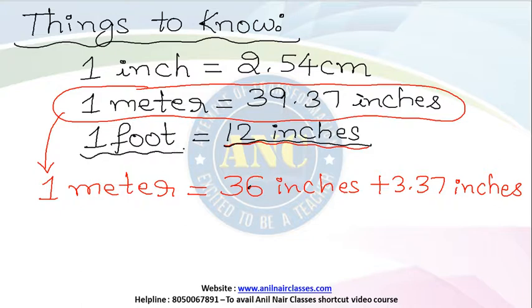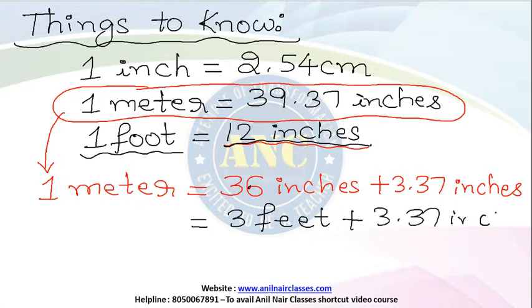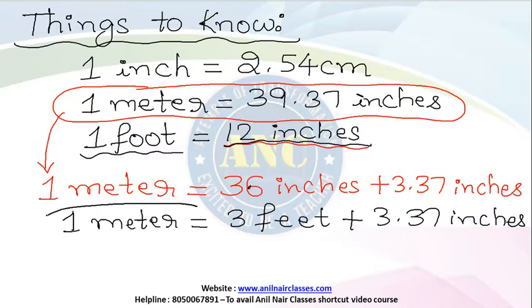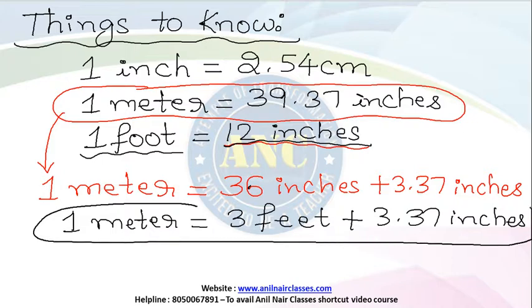But I also know that every 12 inches is considered 1 foot. For 12 inches we consider 1 foot, and for 36 inches we consider 3 feet. So this can also be written as 3 feet plus 3.37 inches. That means instead of directly saying 1 meter is 39.37 inches, I can also say 1 meter is equal to 3 feet plus 3.37 inches, right? These are some of the things you need to know before moving on.